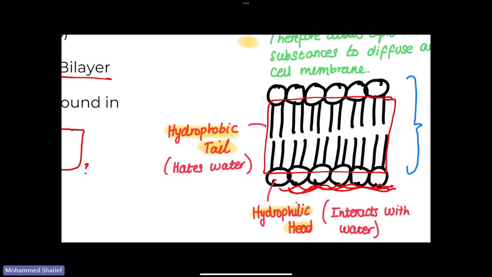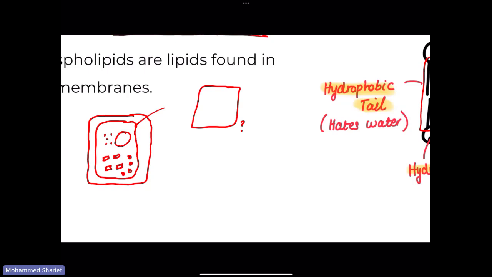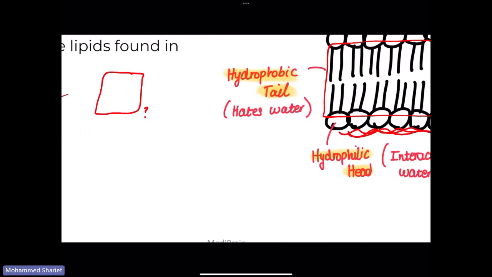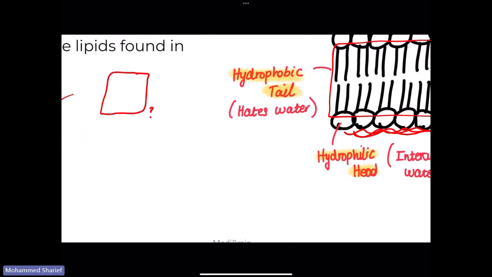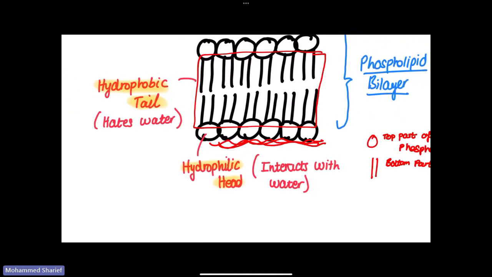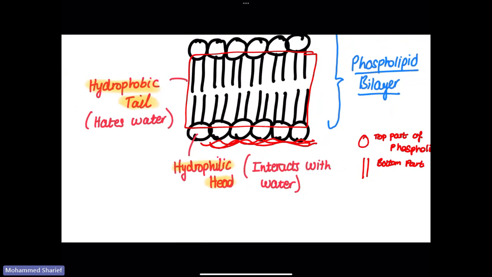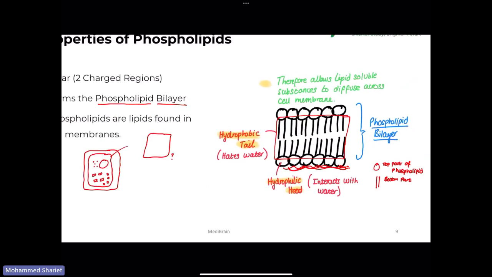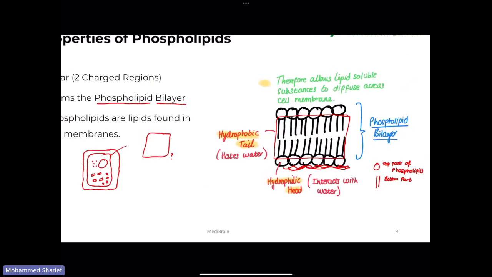So if we imagine we had a membrane, this square is the membrane. If we were to sprinkle some water on the membrane, the water would just sort of stay on top of it. It wouldn't interact with these tails because these tails don't like water. They're hiding from the water. They don't want to interact with the water at all. That's why the tails are aligned inwards so they don't interact with the water. They absolutely hate the water.